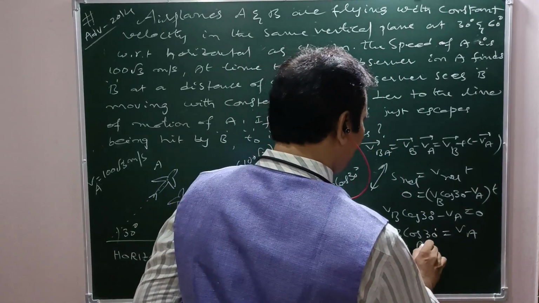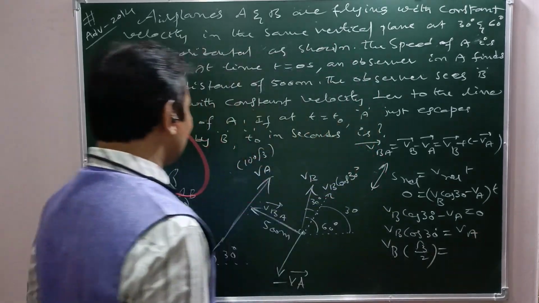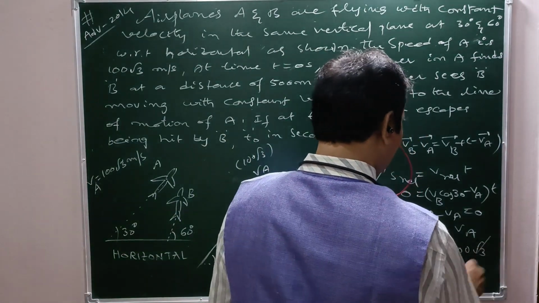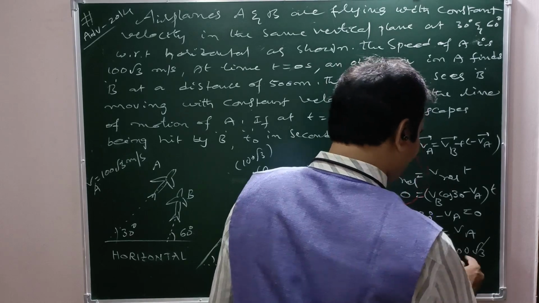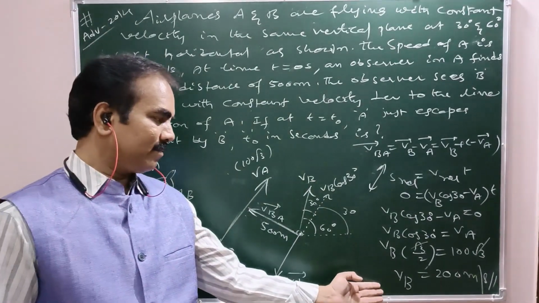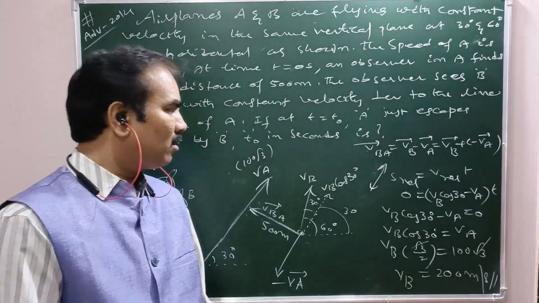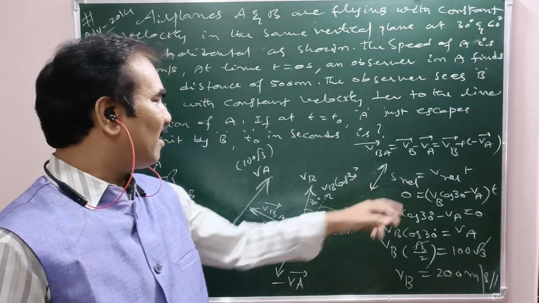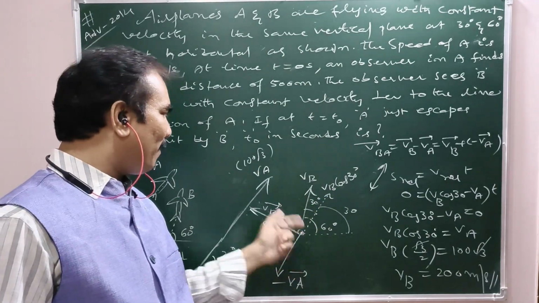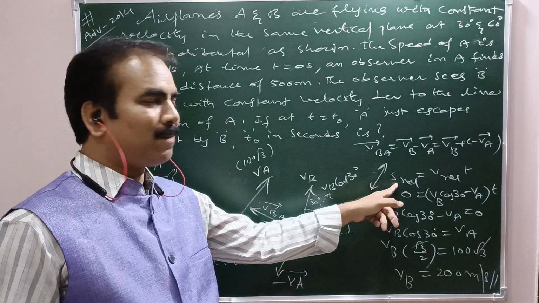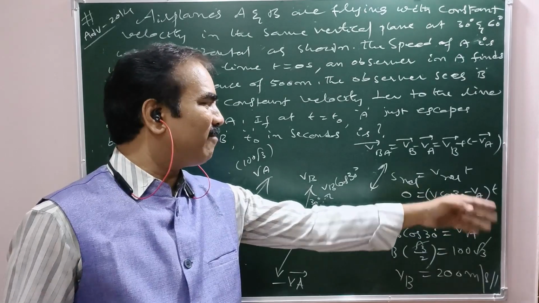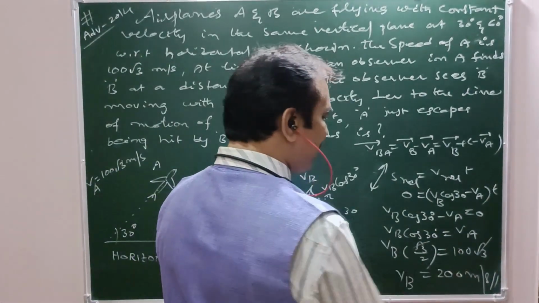So VB cos 30 means root 3 by 2. VA is 100 root 3. So root 3 cancels, and VB equals 200. 100 into 2, that is 200 meters per second. So that is the velocity of plane B with respect to the ground. Why is it taken like that? Because with respect to A, there is no displacement covered by B parallel to A. So in this direction, the relative displacement covered by B is 0. That is 0 equals VB cos 30 minus VA into T. So VB equals 200 meters per second.